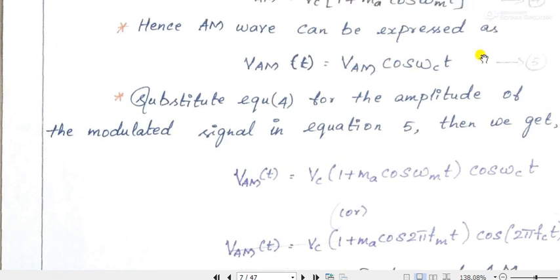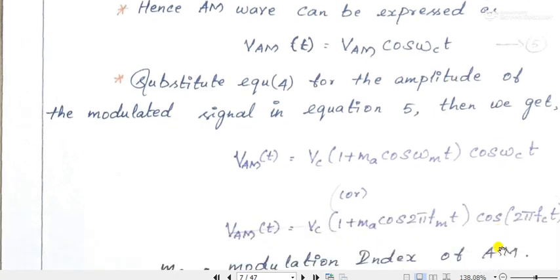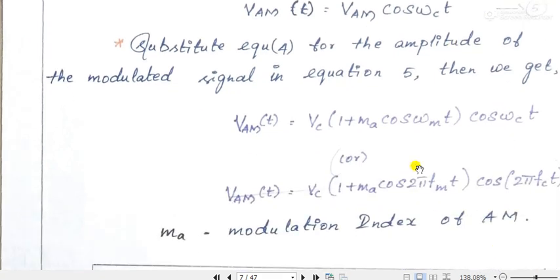Already we found the value of Vam, so we can easily substitute the value of Vam from equation 4. So Vc 1 plus Ma cos omega mt, and cos omega ct as it is. Next we substitute the value of omega m. Omega m is equal to 2 pi fm, and omega c is equal to 2 pi fc. So this is the modulated signal of AM.